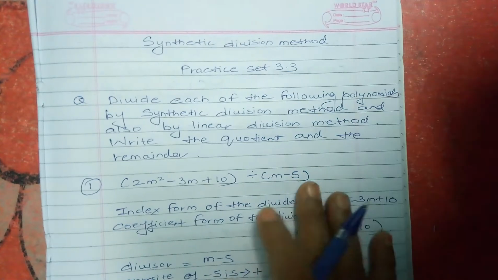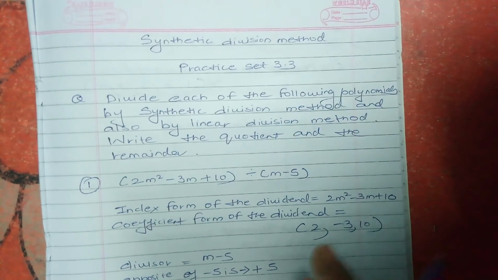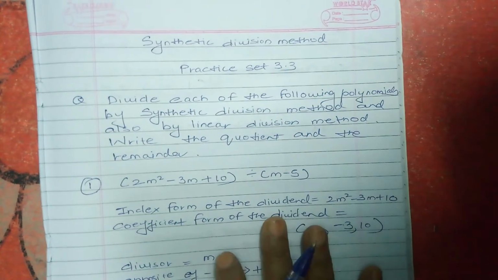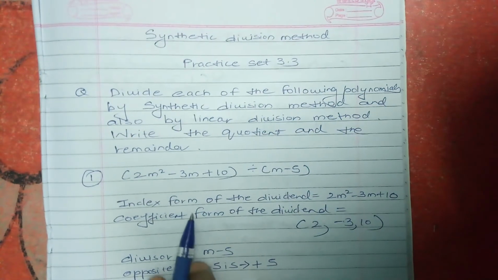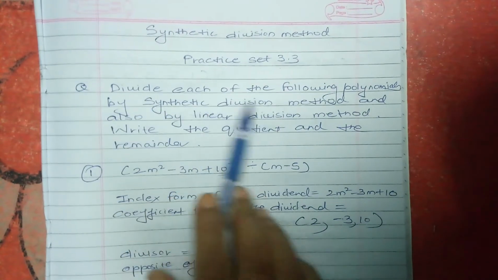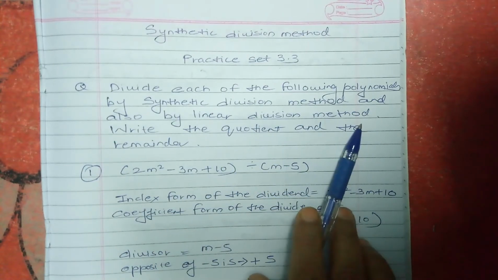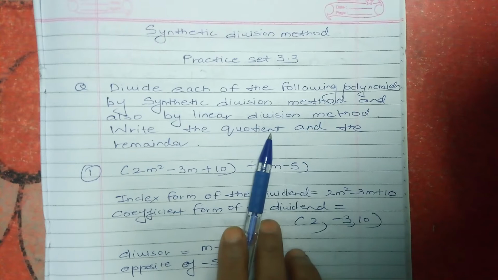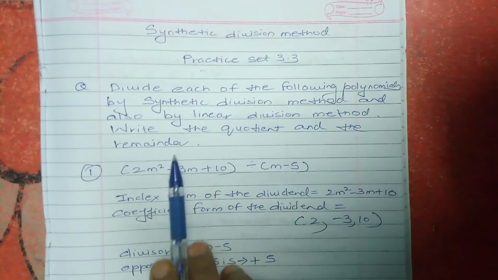Actually the questions given in practice set 3.3 have to be solved by the synthetic division method and also by the linear division method. But for today I am teaching you the synthetic division method. So how that method goes, just have a look. See here, only one question is given. Divide each of the following polynomials by synthetic division method and also by linear division method. Today we are going to cover only the synthetic division method. Write the quotient and the remainder.